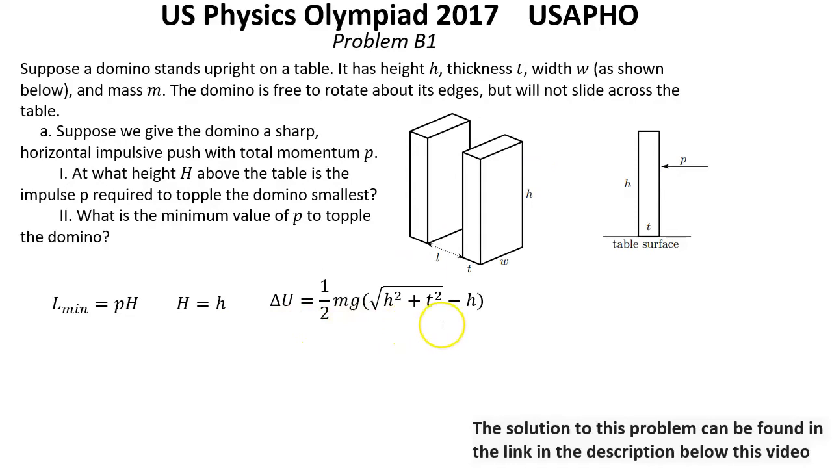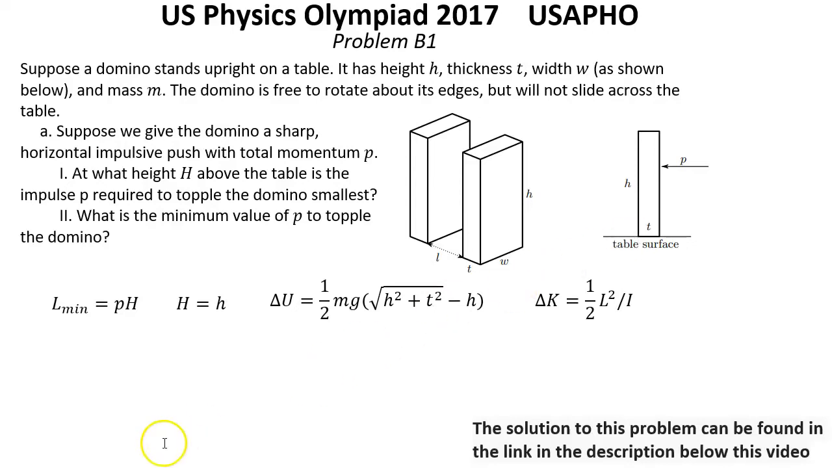That will be this potential energy change. The initial height of the center of mass is h over 2, and the final is half the length of the diagonal of this domino, which is the square root of h squared plus t squared. That will be the total change of potential energy, and it must equal the kinetic energy we got from this initial push. This kinetic energy equals 1/2 L squared over I, where L is the angular momentum we got from this push, and I is the moment of inertia of this domino around the down left corner.